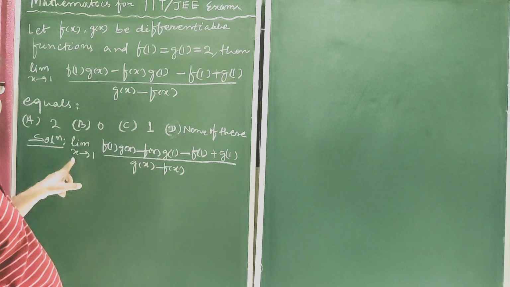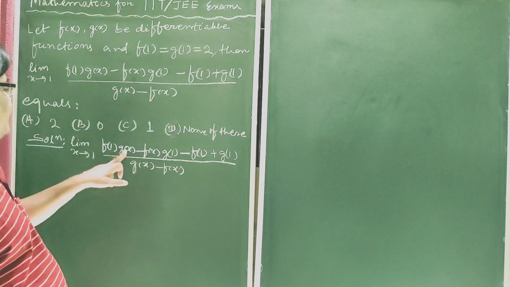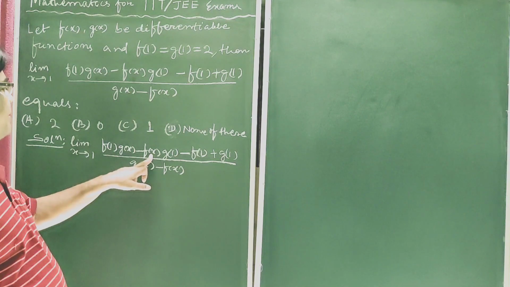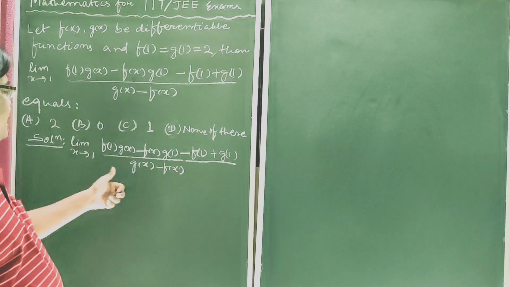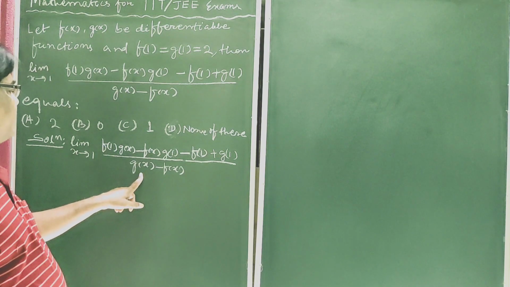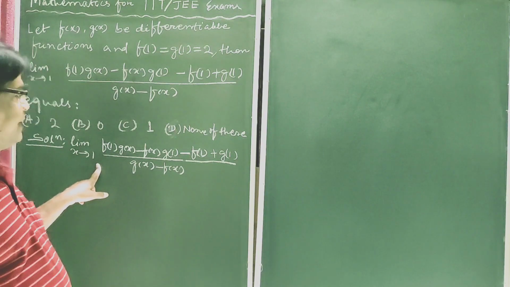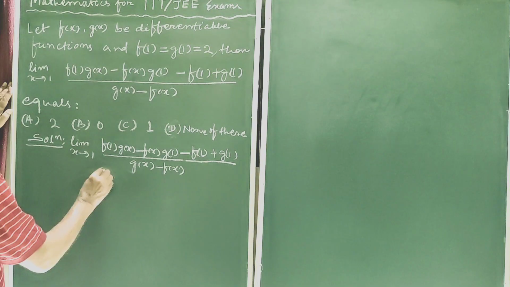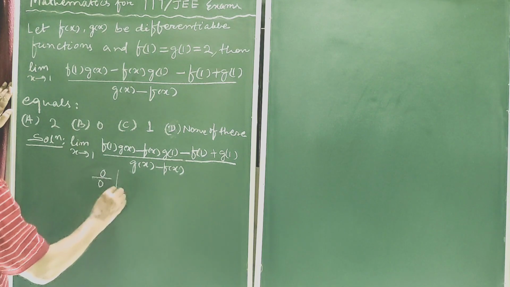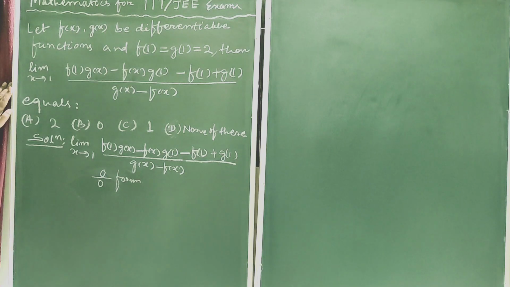Now the given limit is the limit as x tends to 1 of [f(1)g(x) − f(x)g(1) − f(1) + g(1)] divided by [g(x) − f(x)]. If we put x equal to 1 directly, we will get the form 0 by 0. It is actually 0 by 0 form. So then we have to apply L'Hospital's rule.